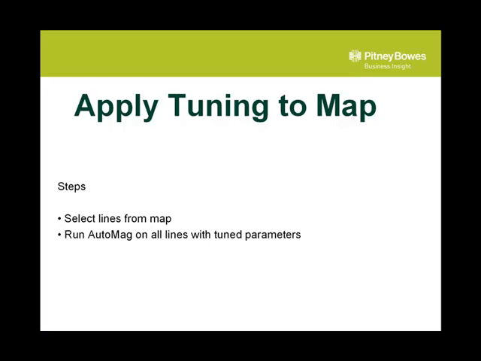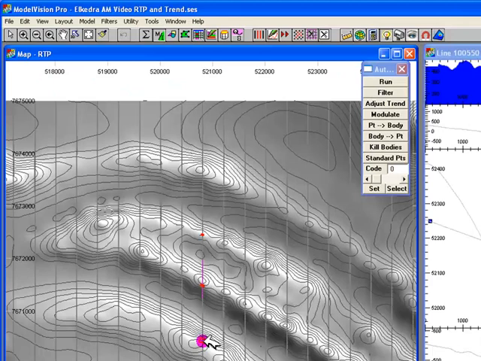In this step, we'll actually apply the tuning parameters to the whole map. That is, all the flight lines that are available. And first of all, we need to select the lines that we're going to run AutoMag on, and then we'll use the tuning parameters on all those lines. Selected.